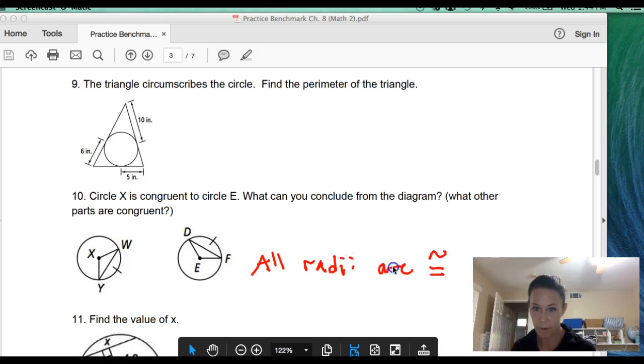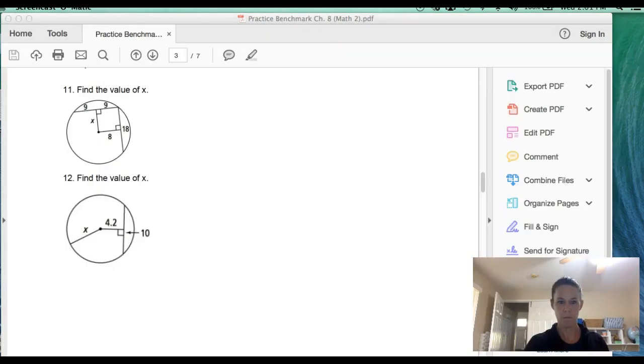All radii are congruent. All right, alrighty, let's see, on to number 11. There we have an interesting shape here. These are marked as congruent, so you know this is perpendicular. It's also marked perpendicular. Since this is marked perpendicular, you know these two segments are congruent.